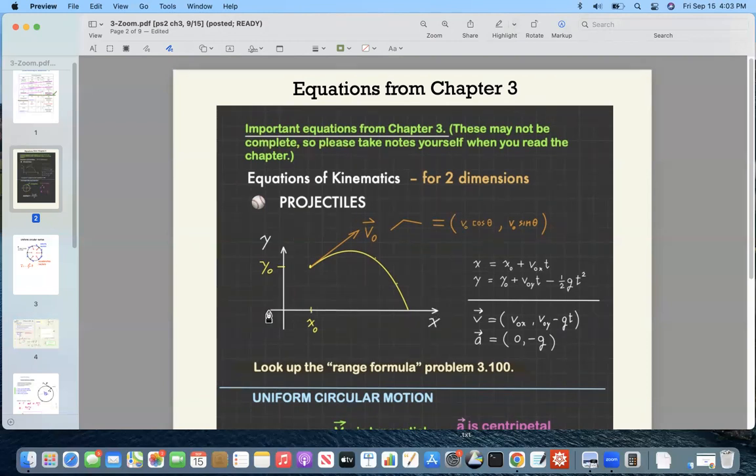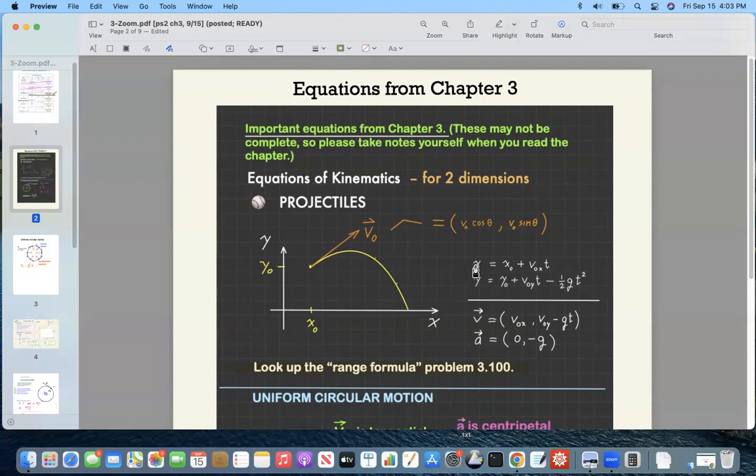Now, in the direction of x, there is no acceleration, unless aerodynamic forces happen to be important. But when we're concerned with projectiles, we usually neglect any kind of aerodynamic forces. So the only force is the force of gravity, which is vertical. So there is no horizontal force. So the equations for horizontal motion are just equations for constant velocity.